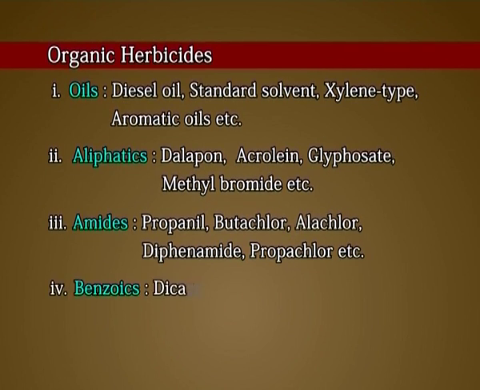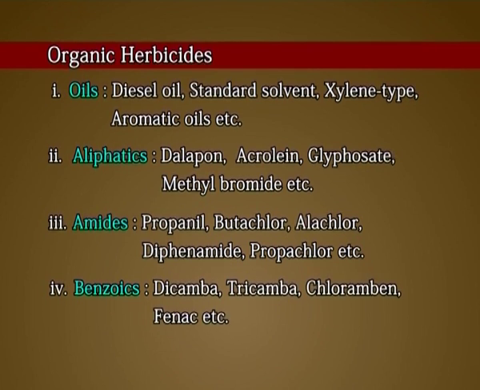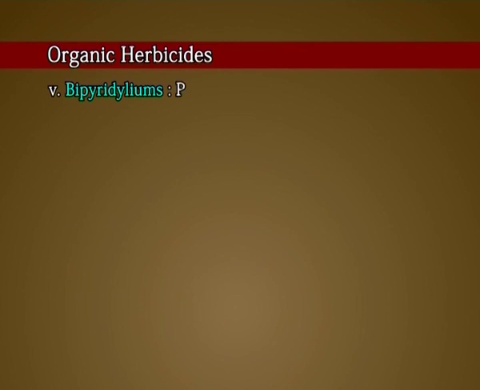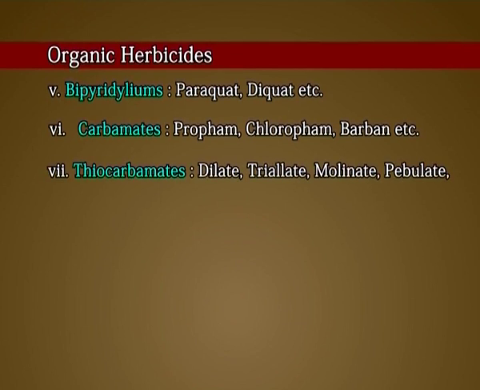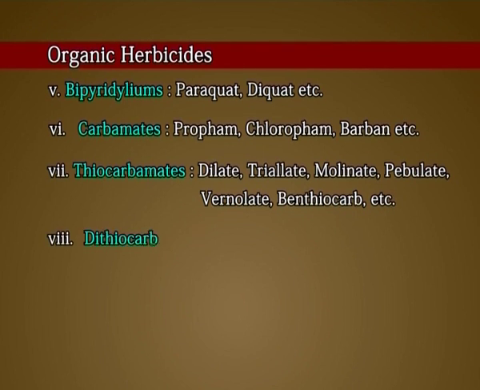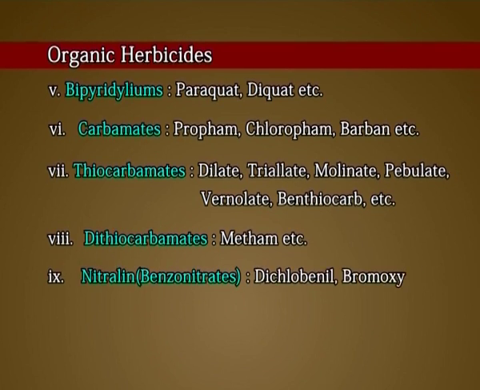Number 4, benzoic group: dicamba, tricamba, chloramben, fenac, etc. Number 5, pyridiniums. It includes paraquat, diquat, etc. Number 6, carbamates group: propham, chlorpropham, barban, etc. Number 7, thiocarbamates group: diallate, triallate, molinate, pebulate, vernolate, benthiocarb, etc. Number 8, dithiocarbamates, metham, etc. Number 9, nitriles. It is also called benzonitriles. It includes dichlobenil, bromoxynil, etc.